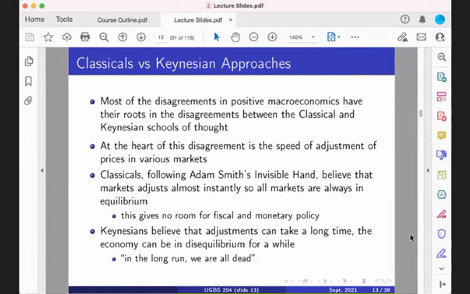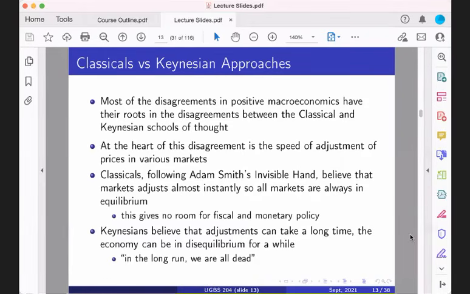And then the Keynesians say that adjustments are important. The Keynesians believe that adjustment can take a long time. The economy can be in disequilibrium for a while. In the long run, we are all dead. They are the interventionists, that's the word more popularly used for them. You can't let the economy be on its own. Sometimes adjustment can take a long time, so there's the need to act, to conduct some form of monetary policy and fiscal policy in order to attain certain economic objectives.